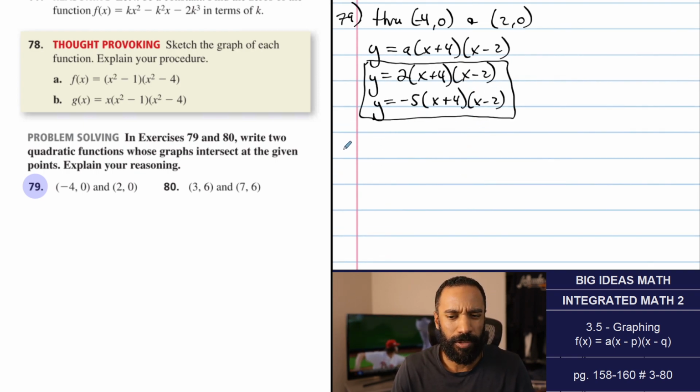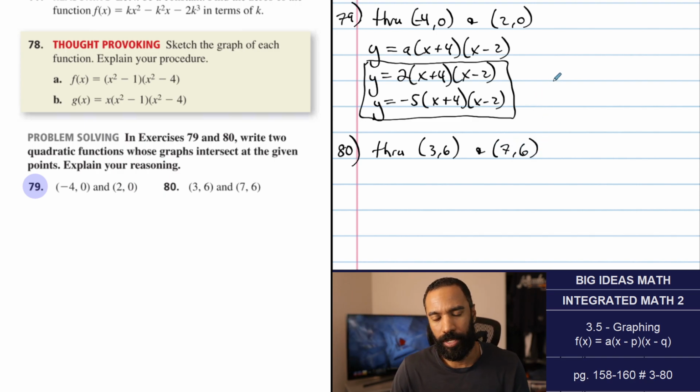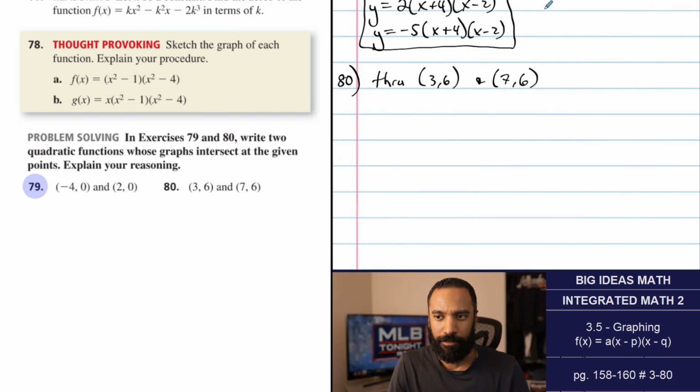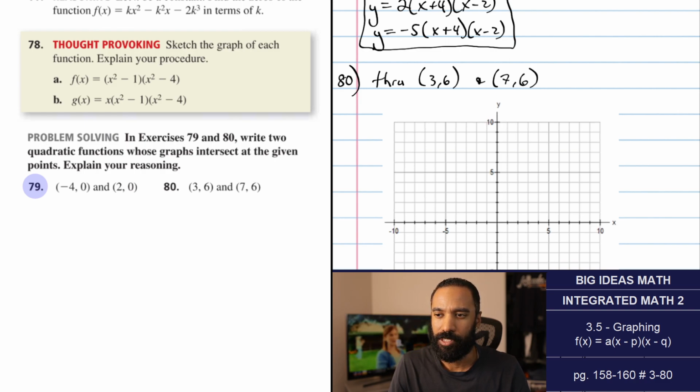80, we can probably do close to the same thing. Actually, maybe not so much. This goes through 3, 6 and 7, 6. This one's a little trickier because these are 2 points. You know, we kind of want to use a graph for this one here. I'm going to borrow one of these bigger graphs like this. 3, 6, and 7, 6.